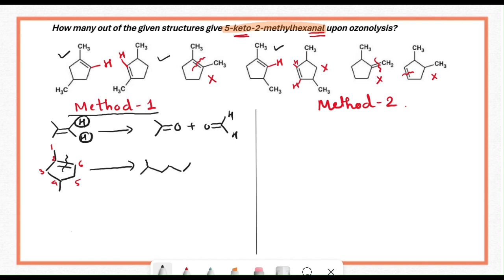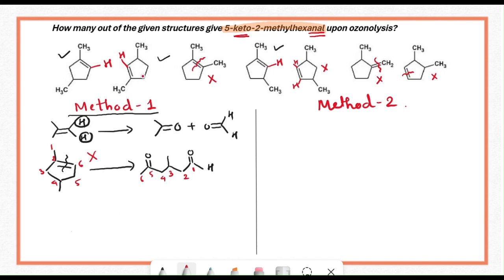At second position, the ketone is formed. At fourth position, so where is the fourth position? 1, 2, 3, 4. And at the sixth position, aldehyde is formed. Now, whatever the name is given here, that is based on IUPAC. So let's give aldehyde priority, it gets priority over ketone. So 1, 2, 3, 4, 5, 6. 5-keto, that is correct, but look at this. This is 3-methyl, whereas here it's 2-methyl. So this cannot be our reactant.